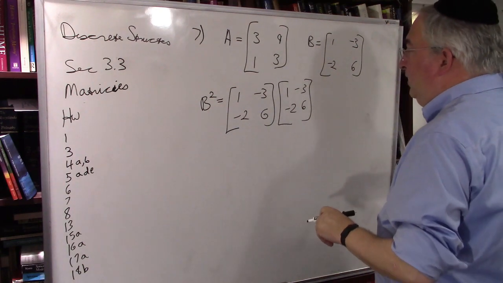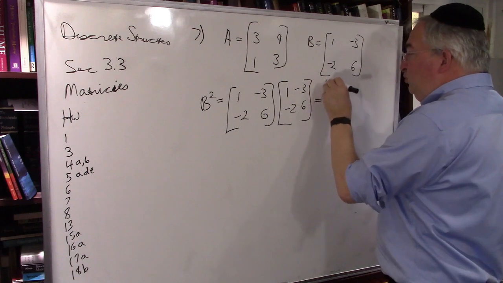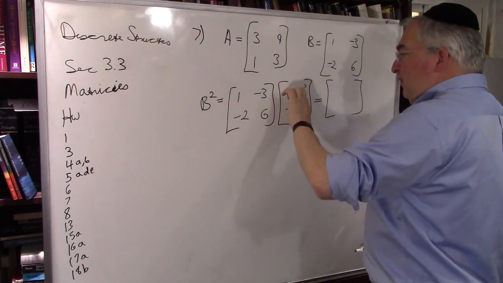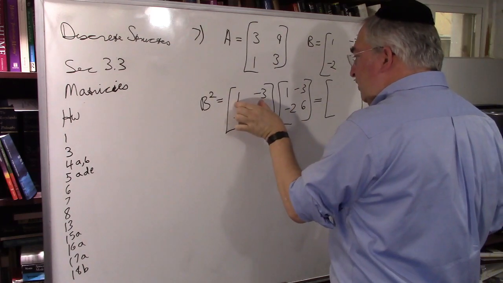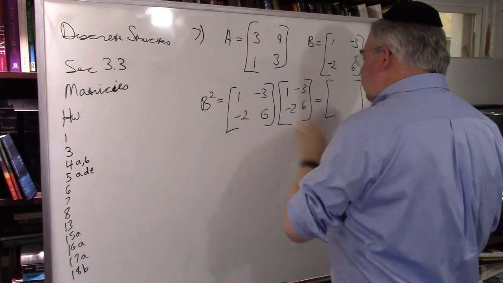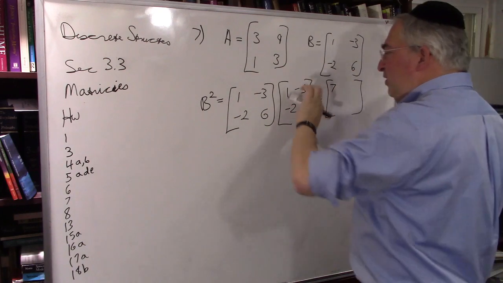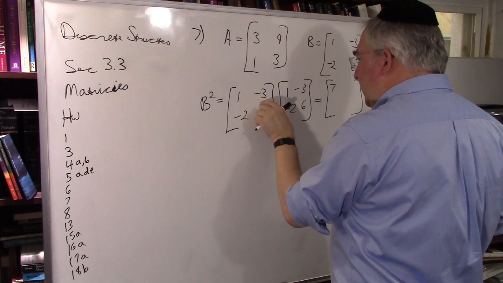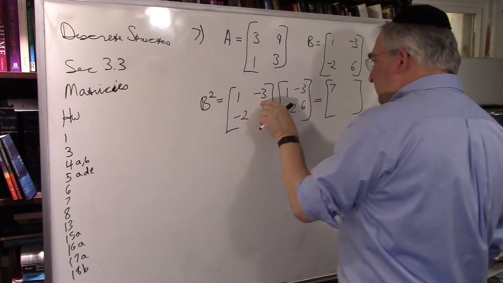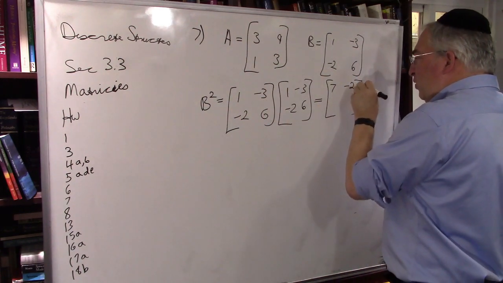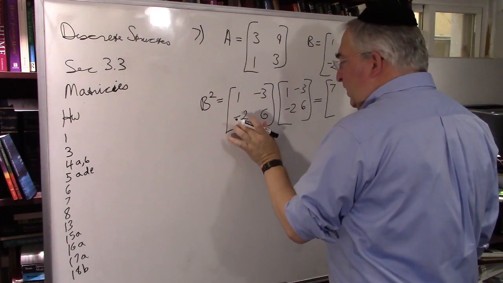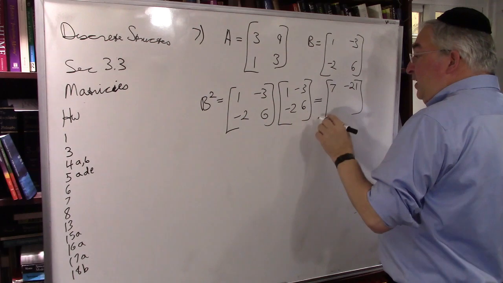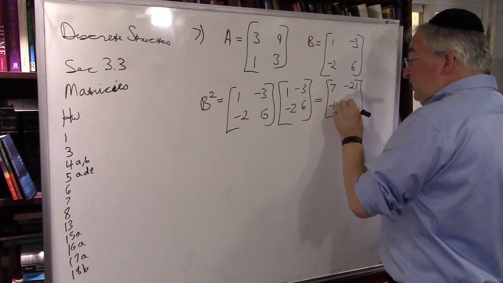Okay, so let's do this. This is also a 2 by 2 matrix. And so we get what? Ready? 1 plus 6 is 7. Minus 3 plus minus 18 is minus 21. Minus 2 plus minus 12 is minus 14.